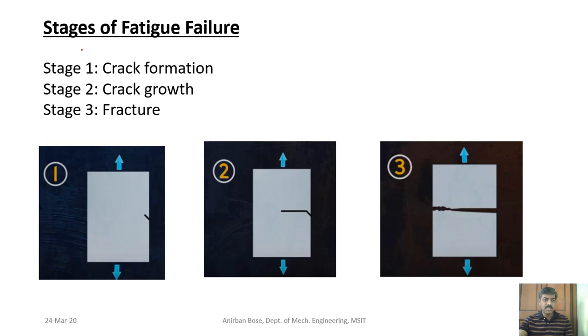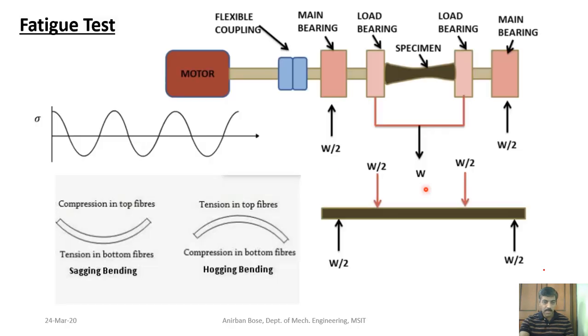now see what the stages of fatigue failure are. The fatigue failure is initiated by crack formation. Initially, because of the cyclic loading, a crack generates at the surface, and then in the second stage that crack grows gradually because of the cyclic loading, and then finally it ruptures, or the fracture takes place, in a brittle form. So these are the different steps of fatigue fracture.